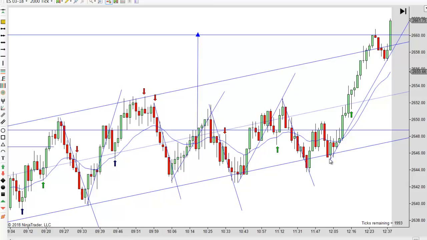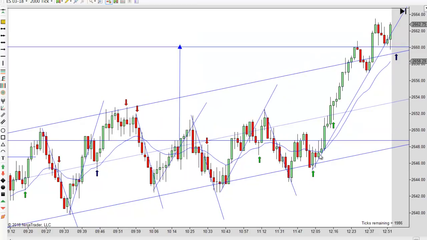So you may wait till here. Even here, there's a failed second entry short, but again, you're still below that. You could argue for that one if you want to be aggressive. And then it makes a lower high here, and it pushes through and pulls back and tests this little area.